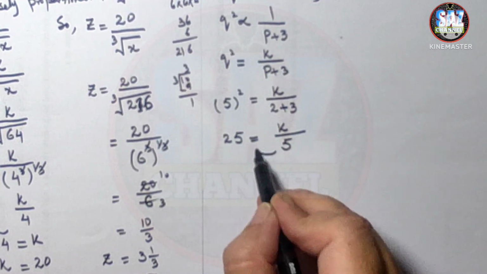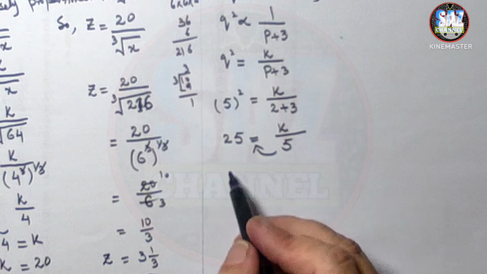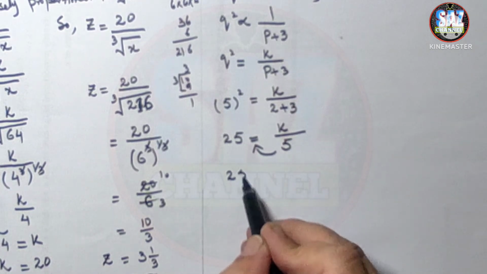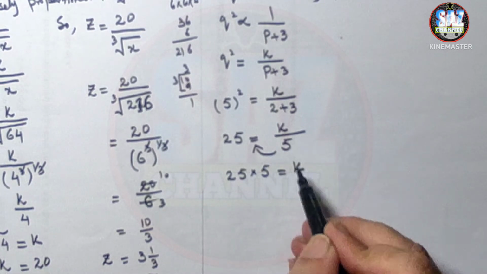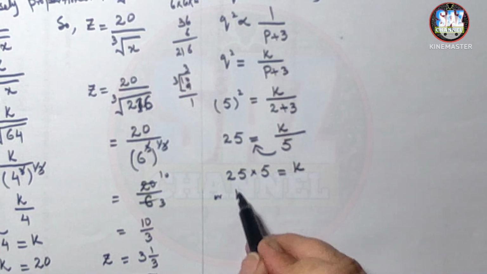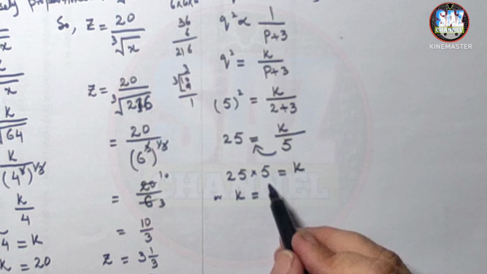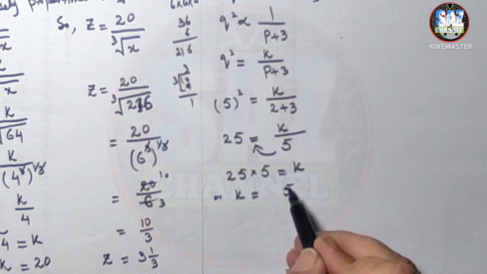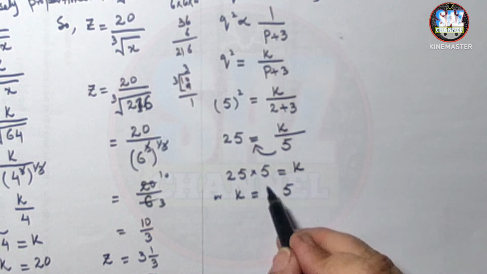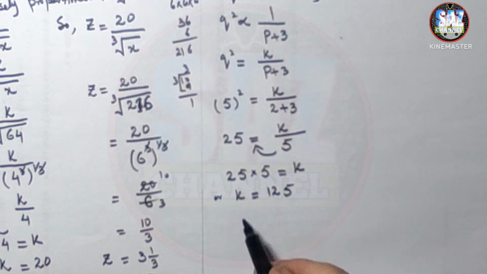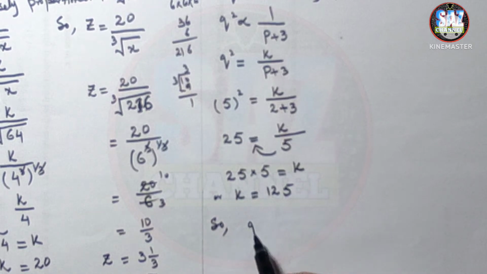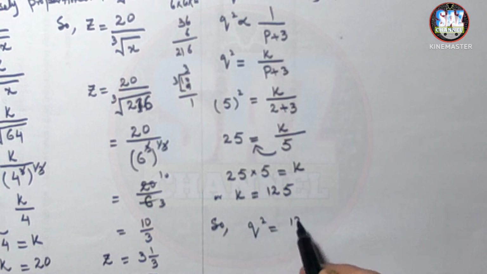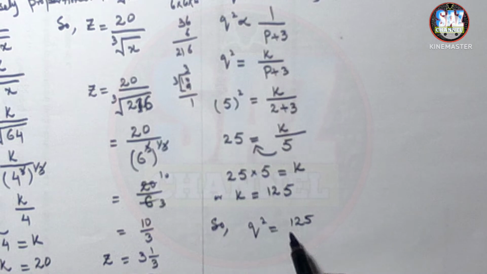I have to find the value of k. Go for cross multiplication. Isolate k. 25 multiplied by 5 is equal to k. Okay, our k equals 25 times 5. 5 5s are 25, 5 2s are 10, and 2 12. K is 125. So the equation connecting them will be q square equals 125 by p plus 3.